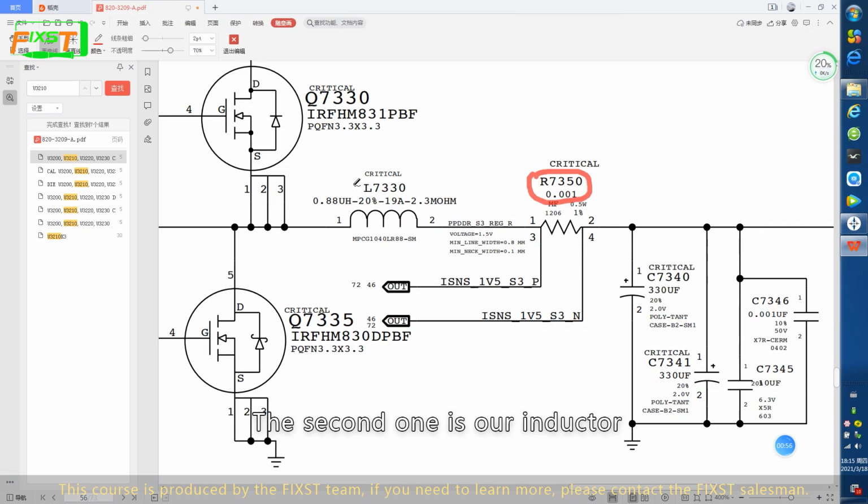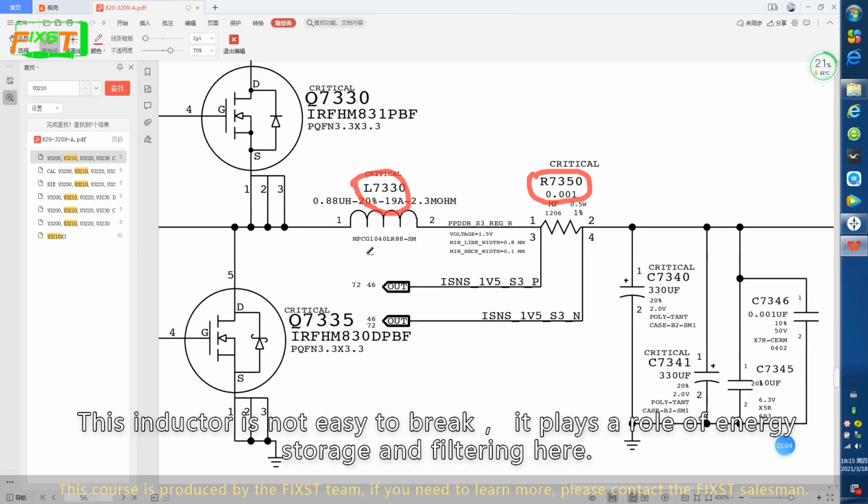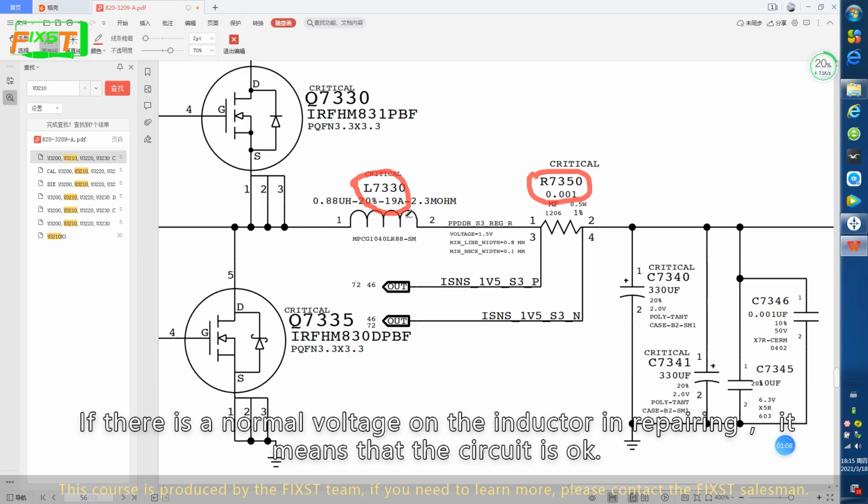The second one is our inductor. Everyone sees L7330. This is a large inductor for memory power supply. This inductor is not easy to break. It plays a role of energy storage and filtering here. If there is a normal voltage on the inductor in repairing, it means that the circuit is okay.